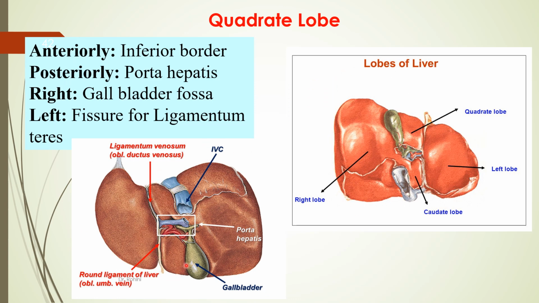So this is your quadrate lobe. Anteriorly or inferiorly, it is bounded by the inferior border, posteriorly by the porta hepatis, to the right by the fossa for the gallbladder, and to the left by the fissure for the ligamentum teres. This part will be related to the pyloric part of the stomach.